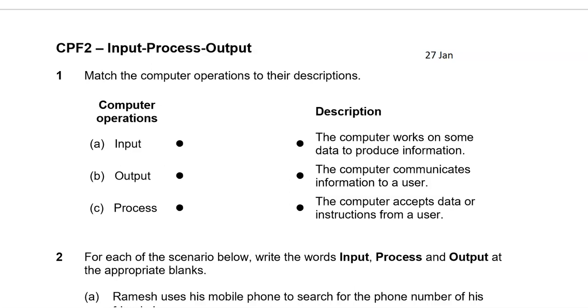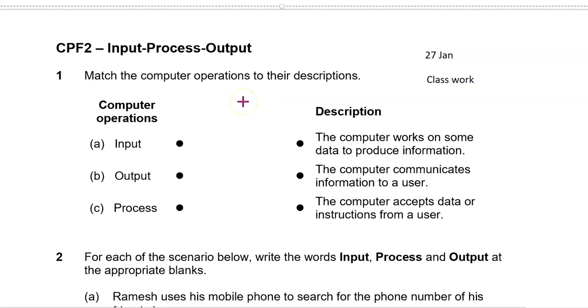First of all, write down the date, 27 Jan. So this is a classwork. Okay. So question number 1, match the computer operations to their description. So using straight lines, please, I will need you to join input to the correct description.